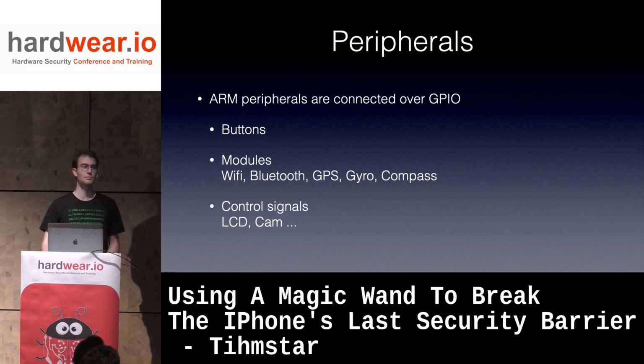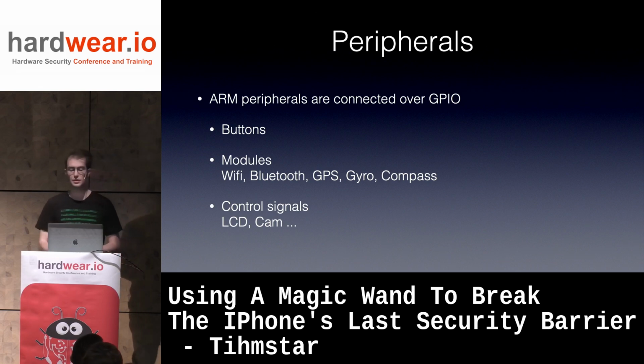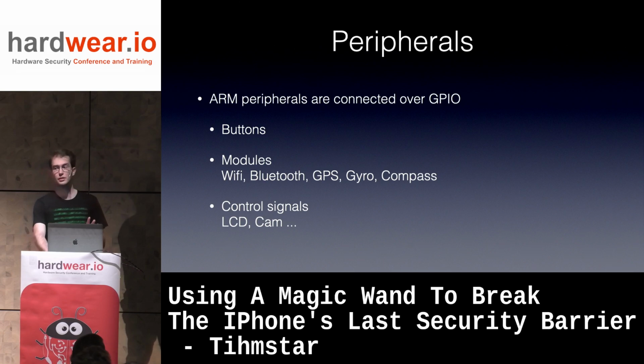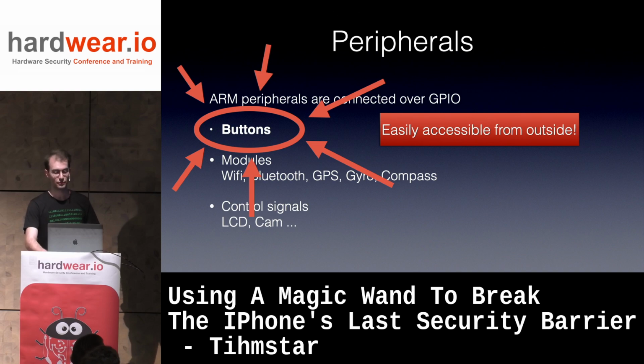But there are peripherals on the phone. Well, ARM peripherals are connected over GPIO. So what peripherals are there? Well, there's buttons, there's modules like Wi-Fi, Bluetooth, GPS, gyro, compass, control signals, LCD, camera, but most importantly, there's buttons, which are connected to GPIO.